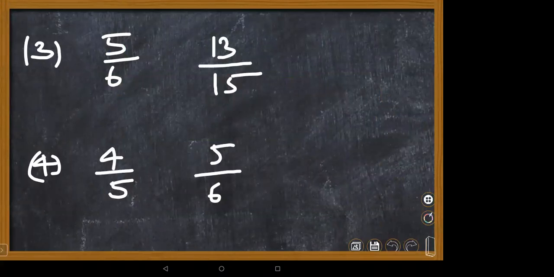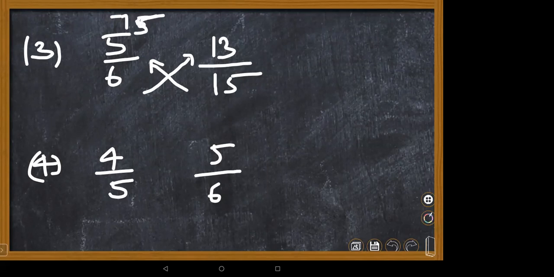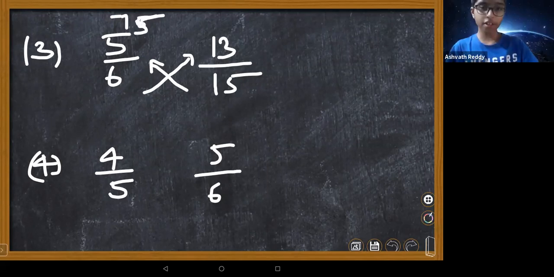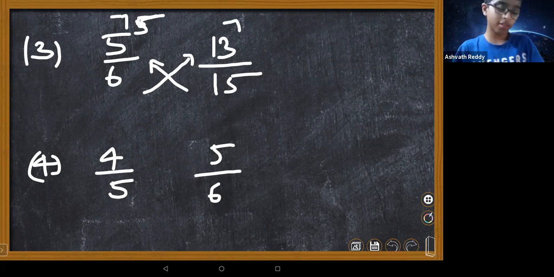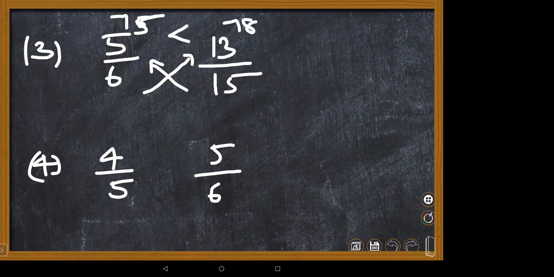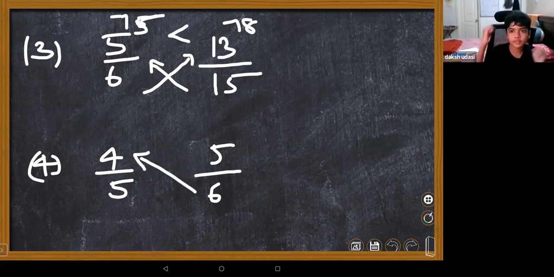Okay, children, check my answer. How many of you are correct, please? 5 5s are 75, children. 15 5s are 75. So 13 times 6 is how much, children? 13 5s are 65, 75, 78. So which is greater here? This is greater, 15.